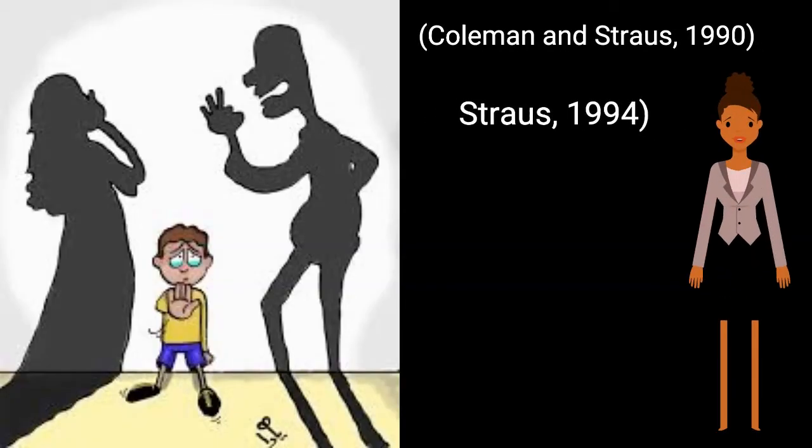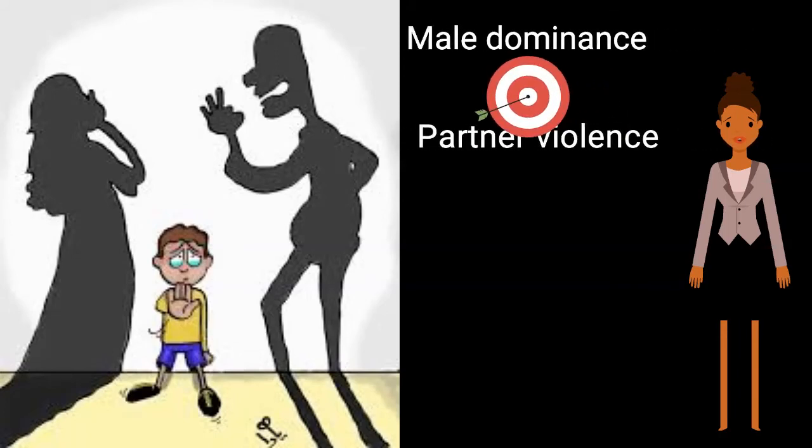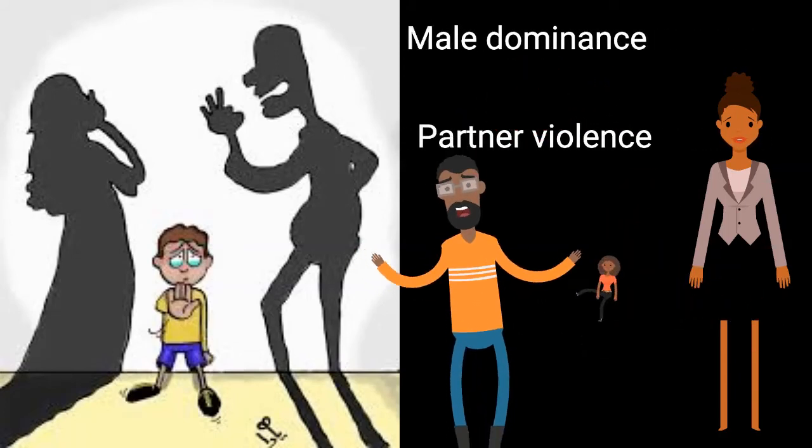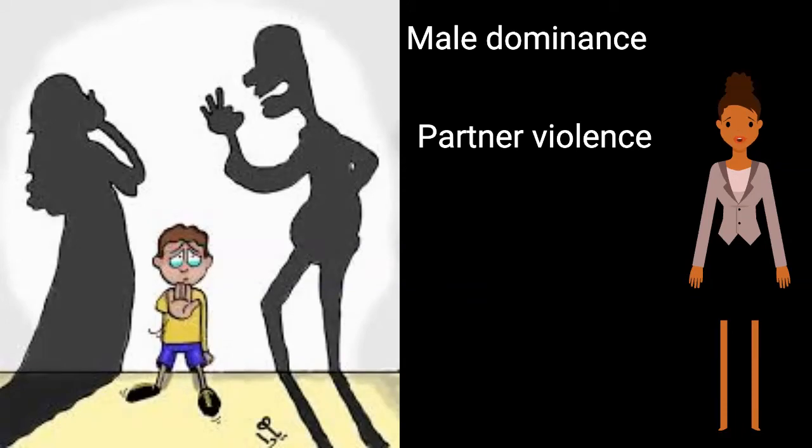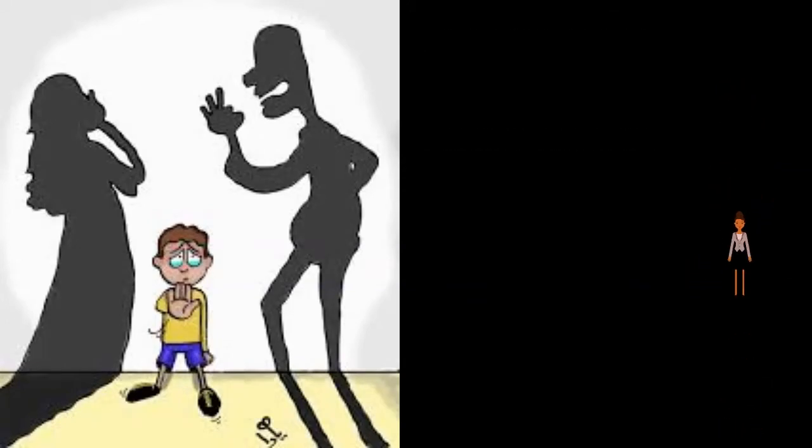Ironically, the fact that the conflict tactic scale has provided some of the best evidence confirming the link between male dominance and partner violence and other key aspects of feminist theory of partner violence has not shaken the belief that the conflict tactic scale is invalid.